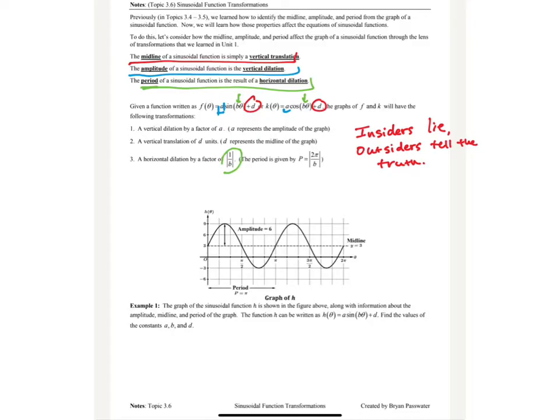Okay, so let's dive into example 1. We're given this graph. I always start at the midline because that's the most obvious thing to read from the graph, right? Midline is at y equals 3. So in this problem, D is 3. Amplitude is 6. What does that tell me? That it's 6. What letter? A. A equals 6.